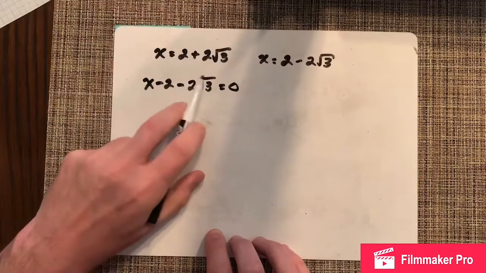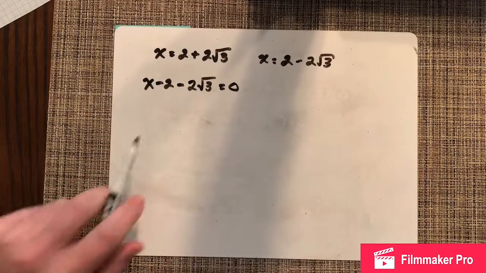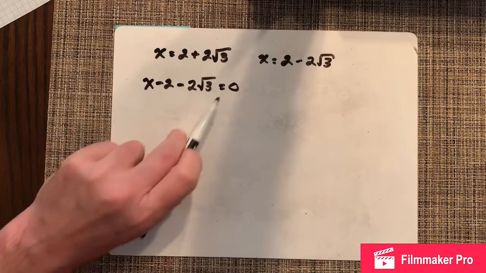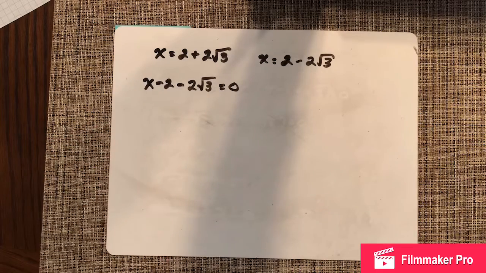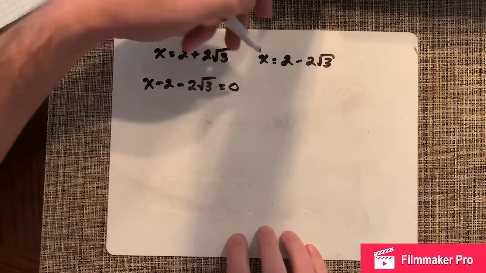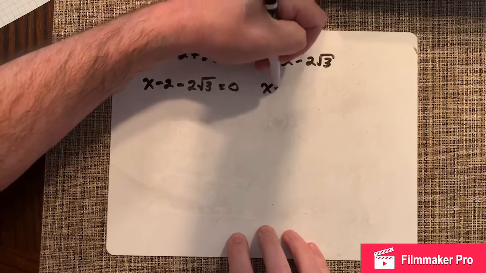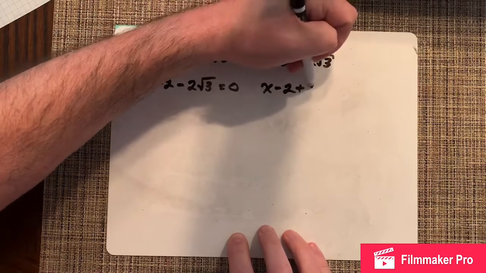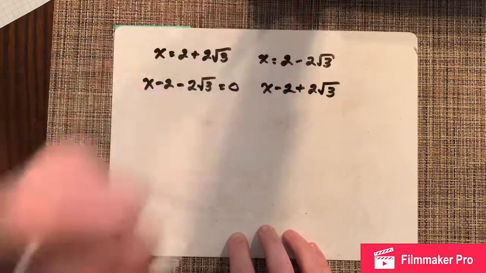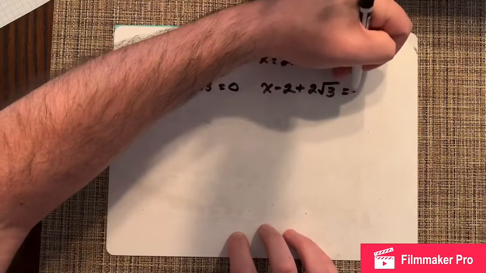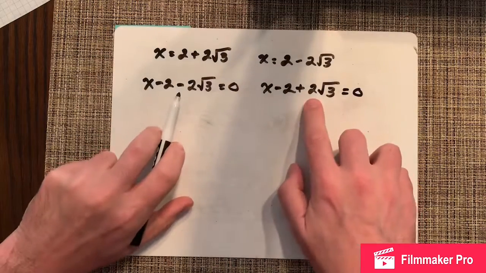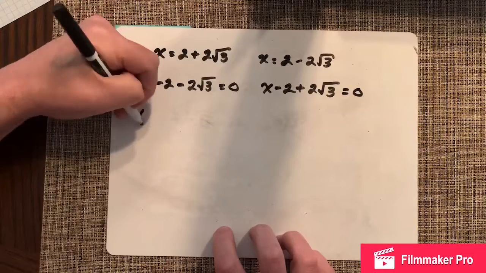And I know that looks really complicated, and I know that people are gonna start to get kind of uneasy about that, but don't worry, it's gonna work out just fine here in a few minutes. This one is x minus 2 plus 2 root 3, all right, equals 0. Now I'm gonna take these two guys and I'm gonna multiply them together.